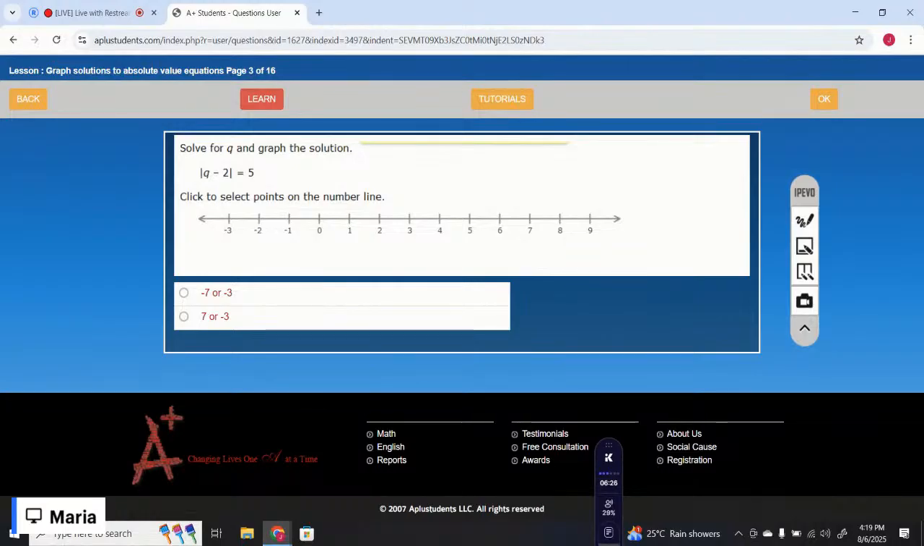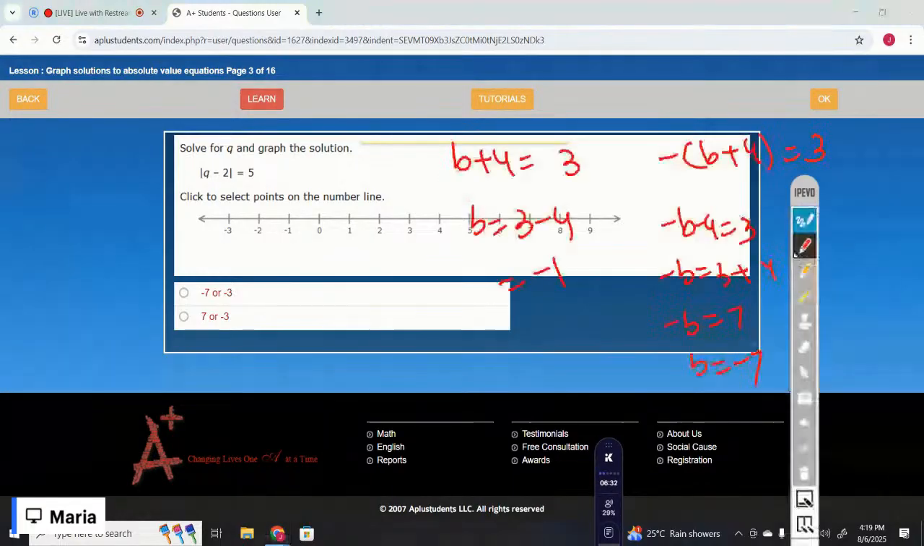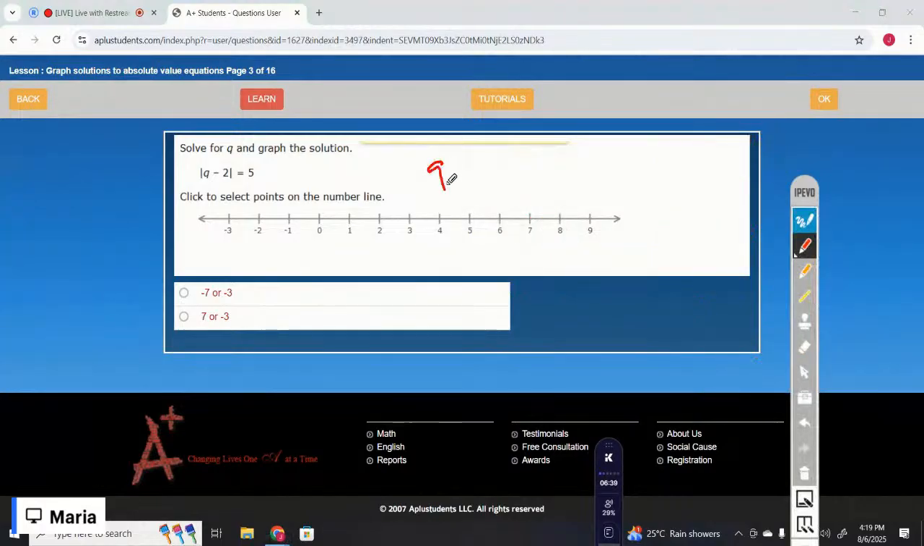Solve for Q and graph the solution. So we have two cases, the positive and the negative one. It would be q minus 2 equals 5 and negative (q minus 2) equals 5. So q equals 5 plus 2, that is 7.